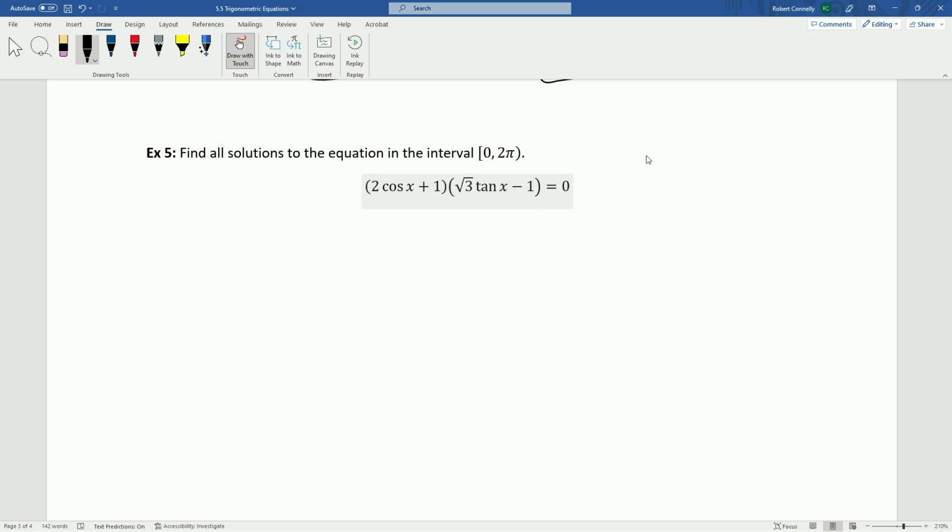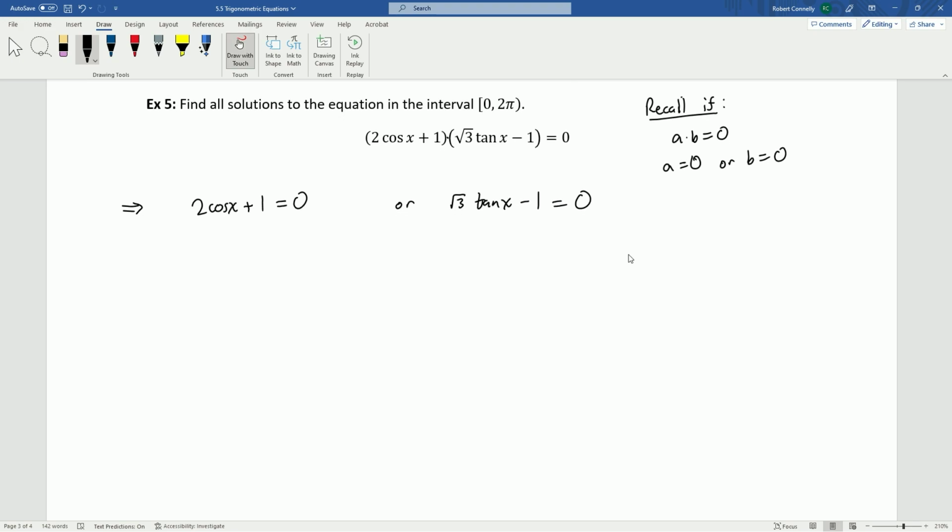So recall that if a times b equals 0, then a equals 0 or b equals 0, right? The only way a product can be equal to 0 is if one of the two things that you're multiplying together is 0. And that's true here as well. You're multiplying each of these things in parentheses, you're getting 0. So this implies that either 2 cosine of x plus 1 equals 0, or the square root of 3 times tangent of x minus 1 equals 0.